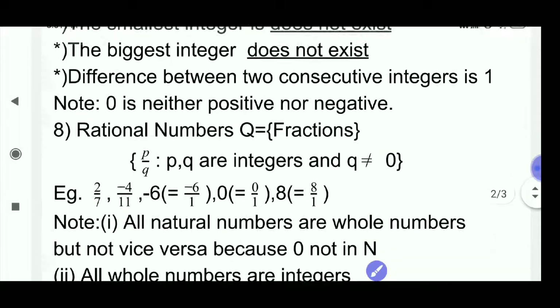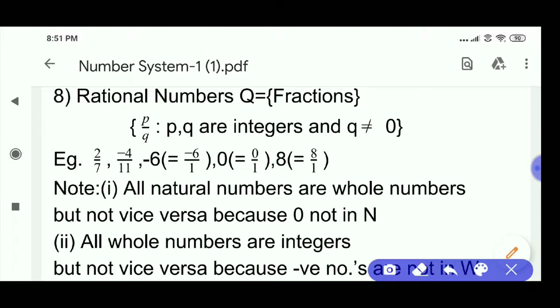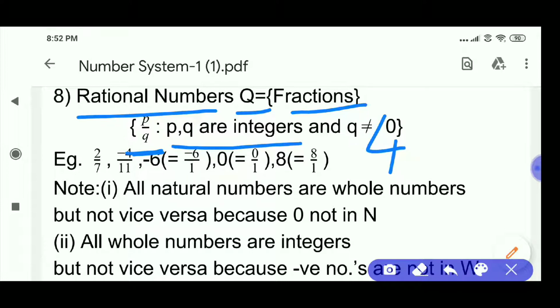Now let us come to one more number system, that is rational numbers. It is denoted with Q. What are rational numbers? Nothing but fractions. How can we define it? Rational numbers are in the form of p by q, where p and q are integers. Suppose we take an integer 4 and one more integer 6. 4 by 6 is a fraction, so it is a rational number.